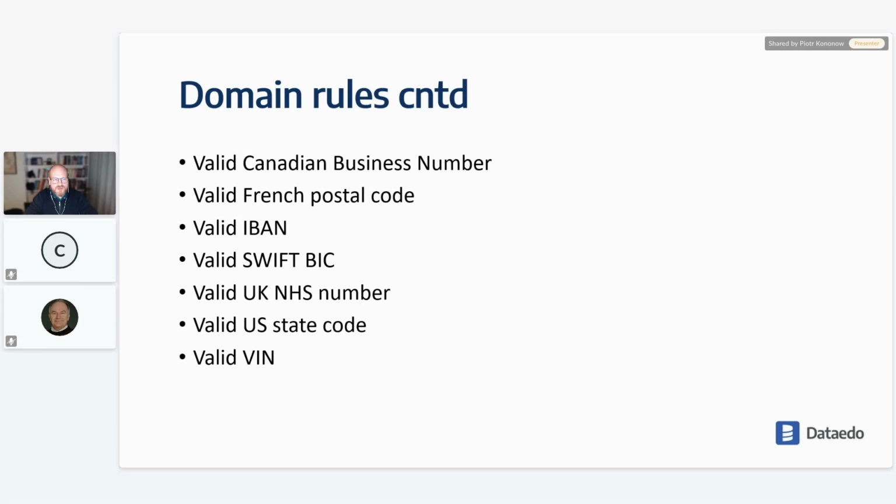There are some more business-oriented rules. So we have a number of different business numbers, like Canadian business number, IBAN, SWIFT, UK NSH, and so on. There's a whole catalog. You can see it on the list in the portal.